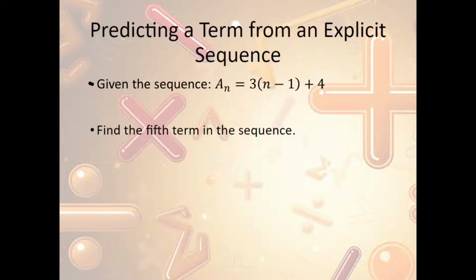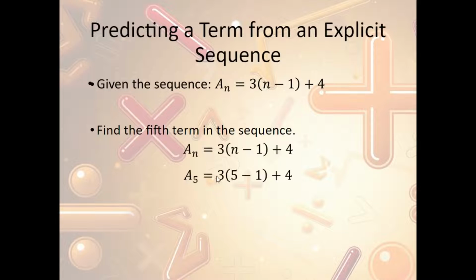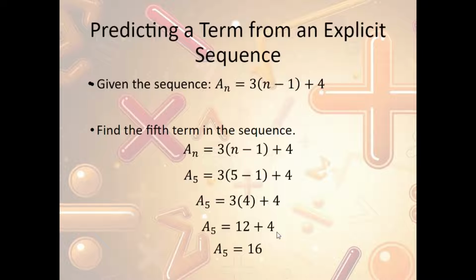Now let's take a look at this one. We're given that a_n is equal to 3 times n minus 1 plus 4, and we want the 5th term. So 3 is our common difference, 4 is our first term, and we want the 5th term. So we're just going to plug 5 in for n. So this becomes a_5 is equal to 3 times 5 minus 1 plus 4. Now we just solve it. 5 minus 1 is 4, so we're left with 3 times 4 plus 4. Well, 3 times 4 is 12, plus 4 is 16. So the 5th term in that sequence would be 16.